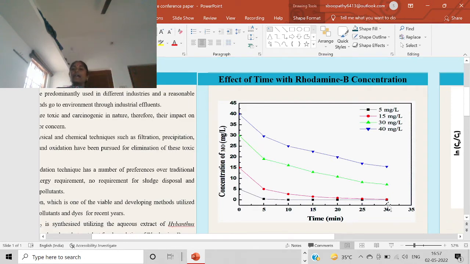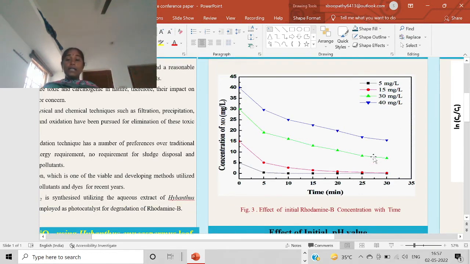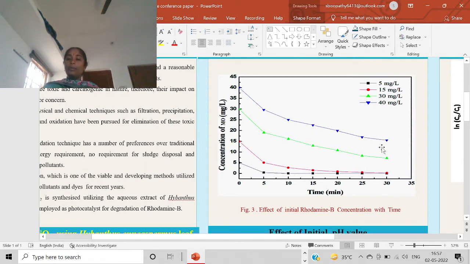This is the effect of time with rhodamine B concentration. The dye used here is rhodamine B, which is used as a model pollutant, and various amounts of the TiO2 nanoparticles are added to the dye: 5 milligrams per liter, 15, 30 and 40 milligrams per liter of TiO2 nanoparticles are added to the dye, rhodamine B.